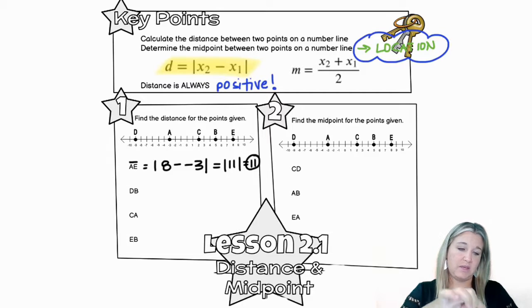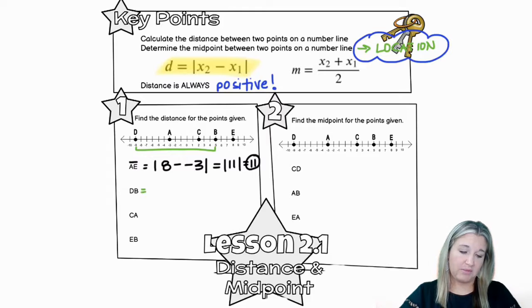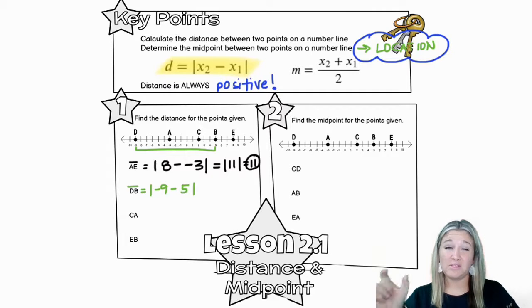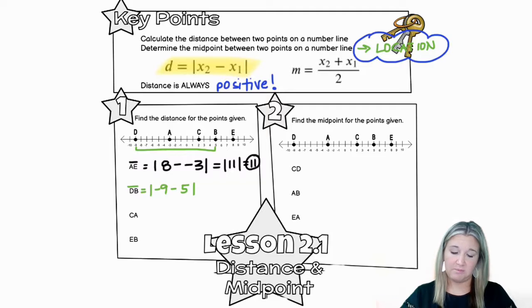Now we're going to look at DB, so from D to B. That's going to be the absolute value of negative 9 minus 5. Negative 9 is where D is, 5 is B. This is the length of segment DB. And so that's going to give me negative 14, but we're taking the absolute value of that, which means the distance between those two is 14.